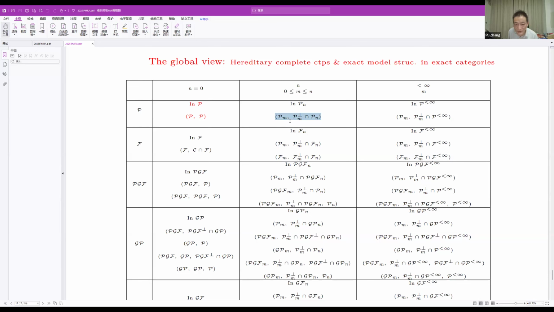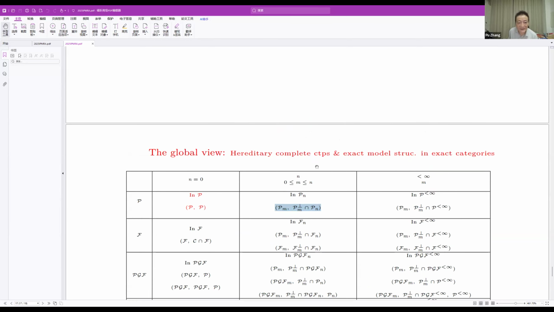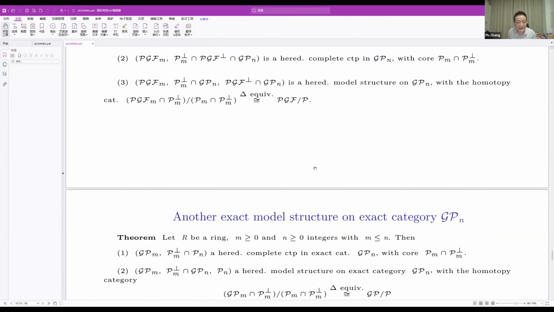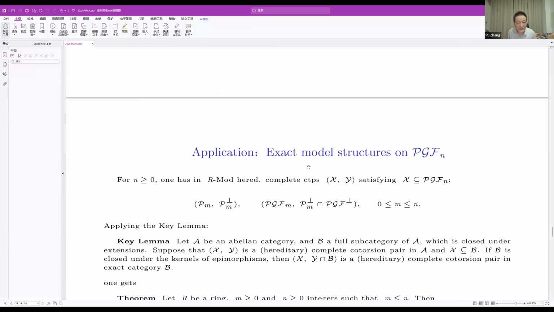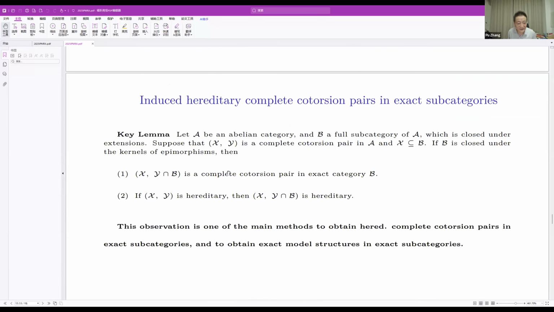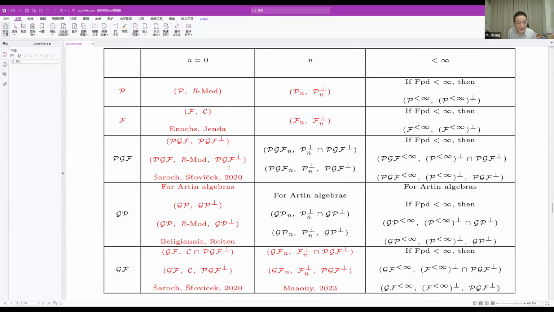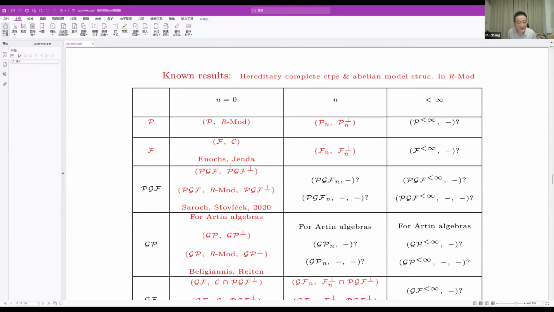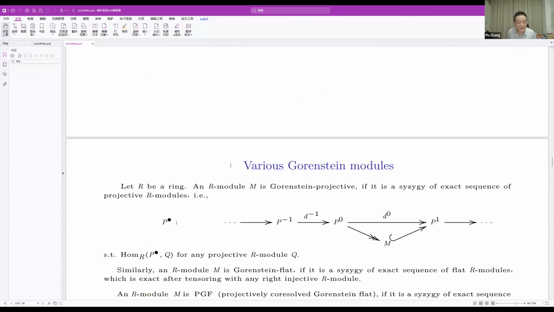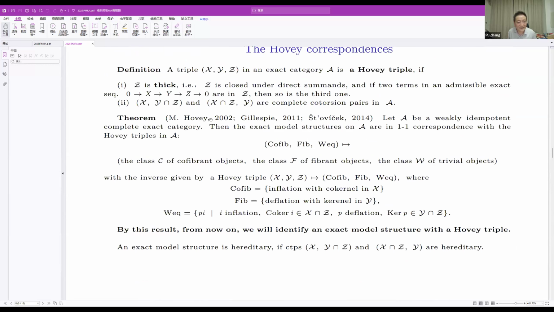So the Hovey triple, in some sense, is a little strict, because it is not given by one class itself, but the intersection of the classes is a complete cotorsion pair.